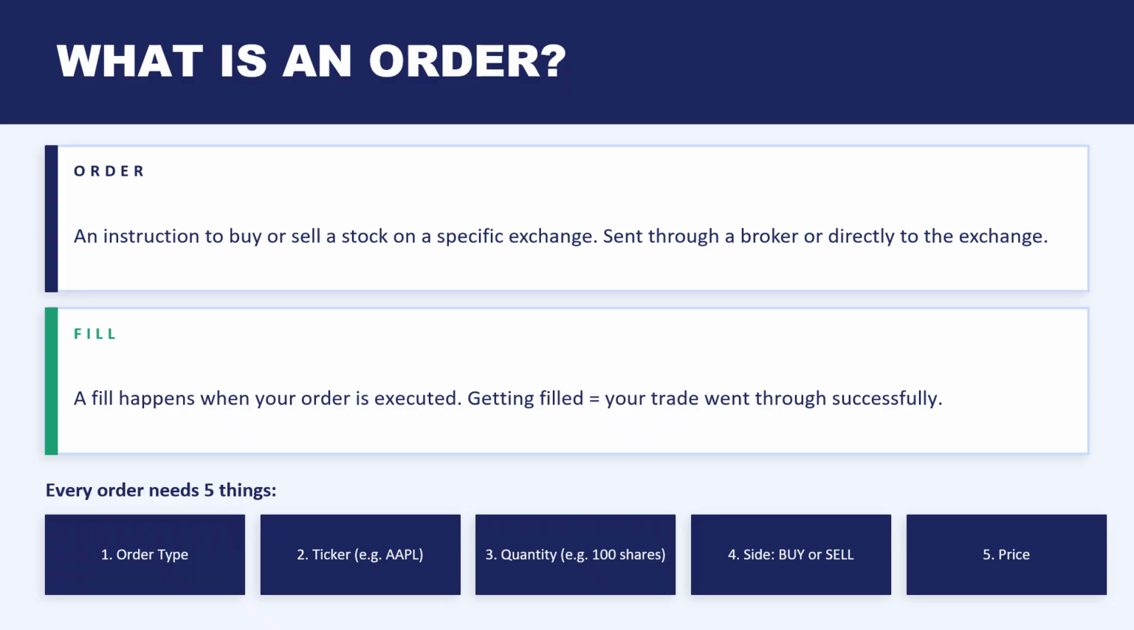You've got to put the order type, which I said is buy or sell. The ticker, for example, Apple's AAPL. Quantity, how many shares you want to buy, 100, 1,000, a million. Then you decide what position you want to take, either buying or selling, and the price, either the market price or the limit price. So that's basically your order to either buy or sell a stock.